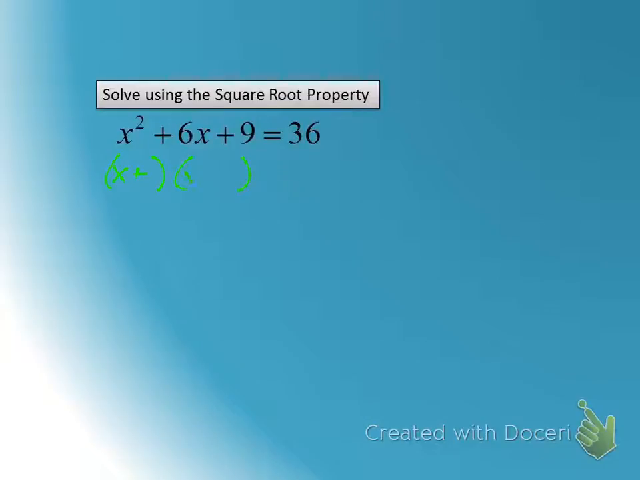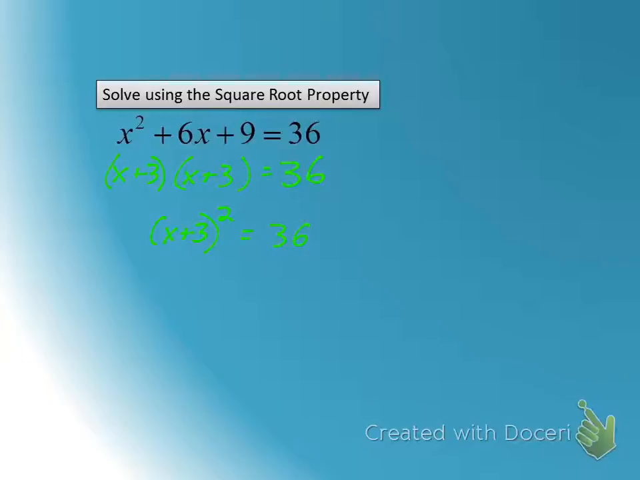Okay, so you have x plus what? 3. X plus 3 and x plus 3. Okay. Now this is different than factoring because whenever you factor and you solve, you have to have it set equal to 0. Here we're not going to do that. Okay? Here what we're going to do is we're going to take those x plus 3s and we're going to write them as 1 x plus 3, but it's going to be what? X plus 3 quantity squared equals 36.